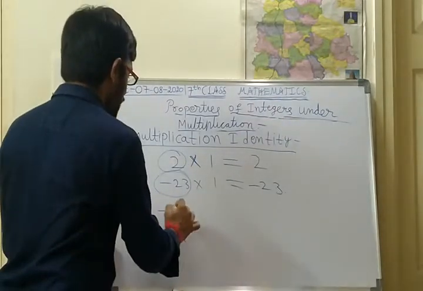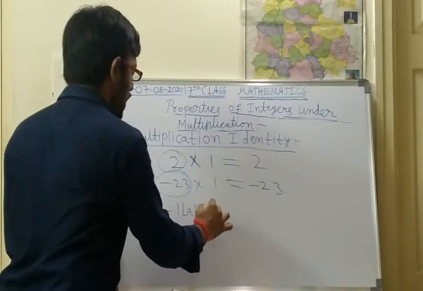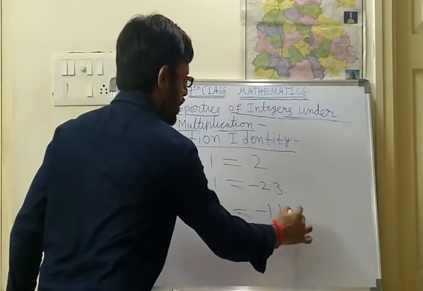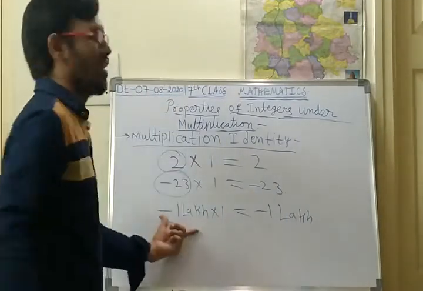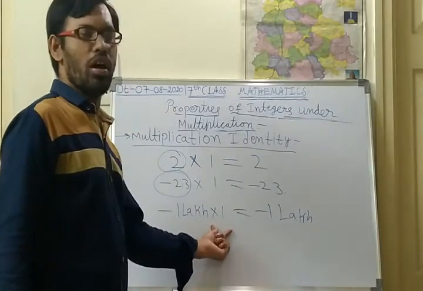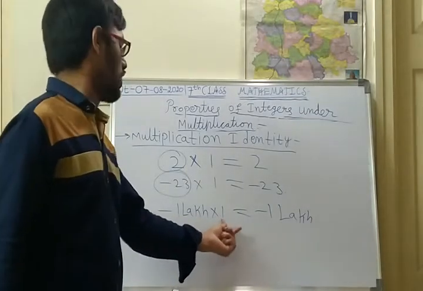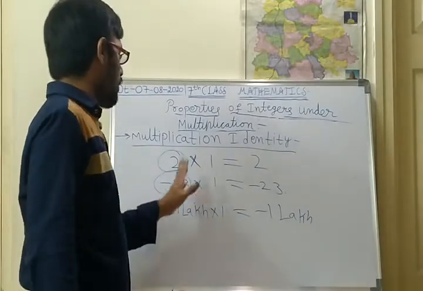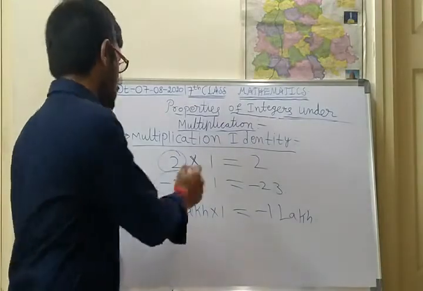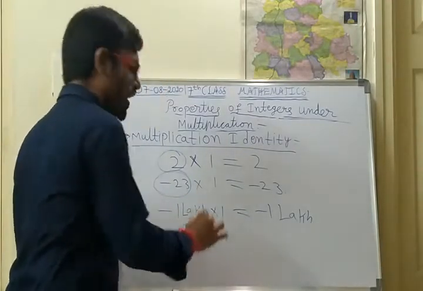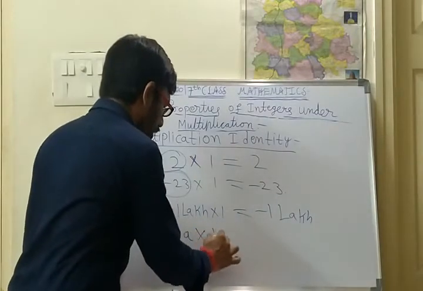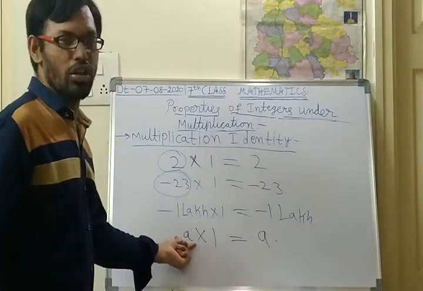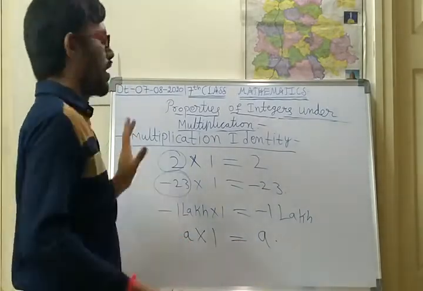Okay, suppose minus 1 lakh is there. Minus 1 lakh into 1 is minus 1 lakh only. So whatever number you are taking and multiplying with 1, the result also will be the same number only. Okay, so this is about multiplication identity. If you are taking any integer and multiplying with 1, the result should be the same integer you have taken. Okay, that is multiplication identity.